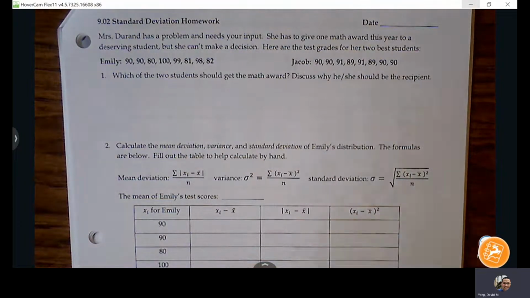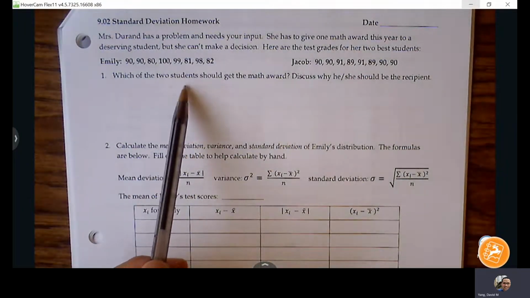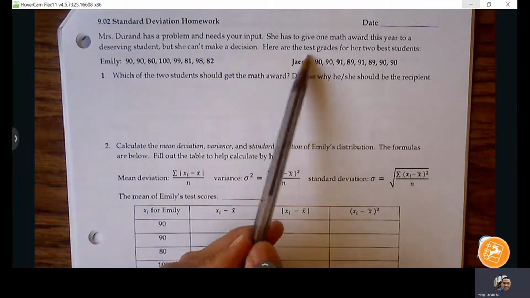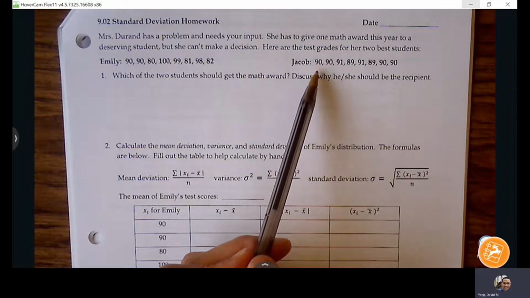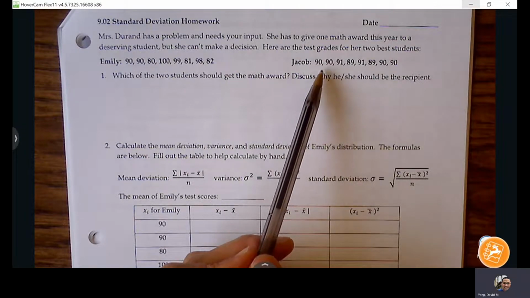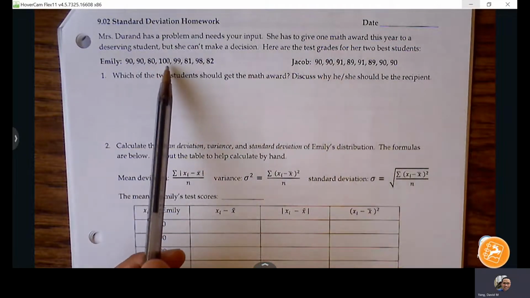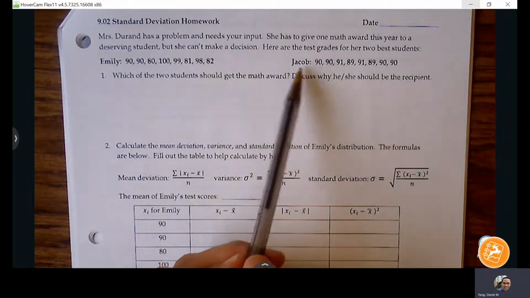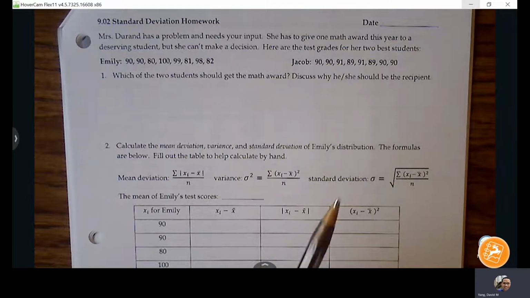Okay, so the argument that you could make is that maybe Jacob is more deserving, even though he's not able to perform as high on some of the tests as Emily, but he's also more consistent. So that's one argument that I can make, that Jacob is a more consistent performer, so maybe he deserves the award.